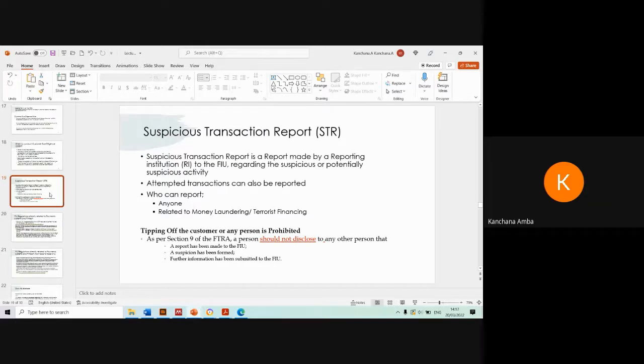So the bank can't disclose to the person if they are under an STR, right? You should not tell the customer we have made an STR on you, because that could tip off the customer to stop doing whatever illegal activities, and it's difficult to then catch them.